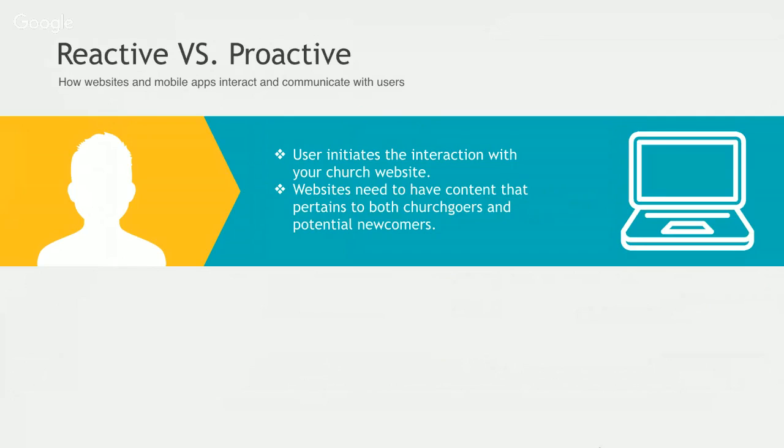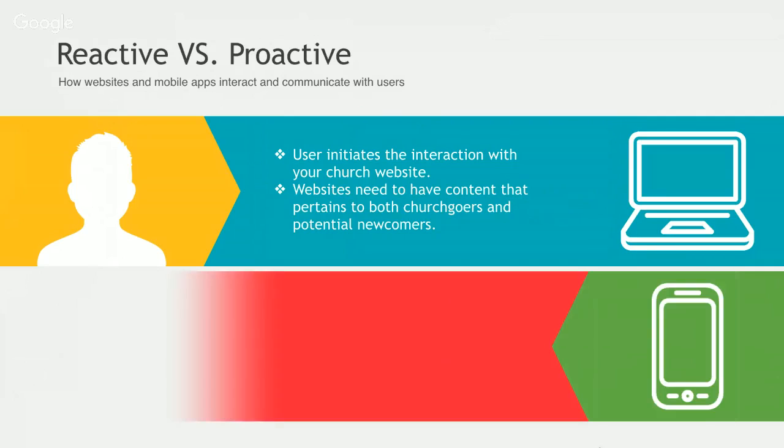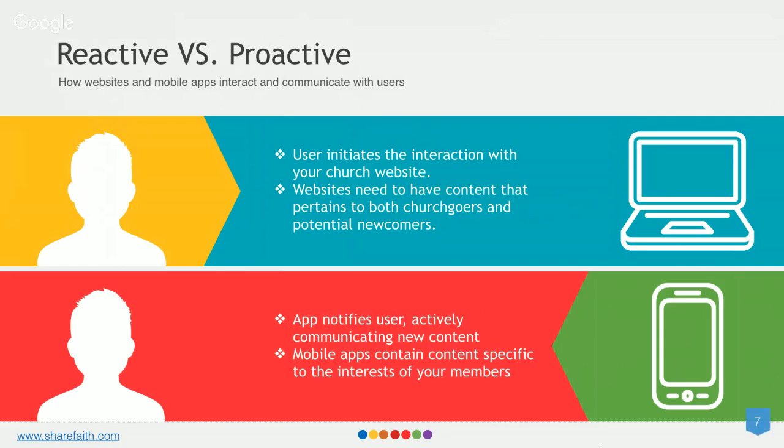So there's different ways that people can come across and be able to find the website. So the websites need to have content that not only pertains to your churchgoers, but potential newcomers as well. Now, as for a mobile app, it's a much more proactive communicator with different ways that it can actually notify users when content's available, and it can actively communicate with them much more effectively.